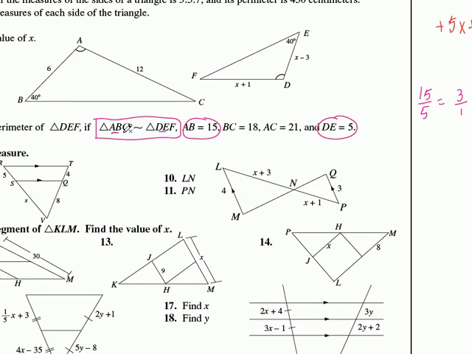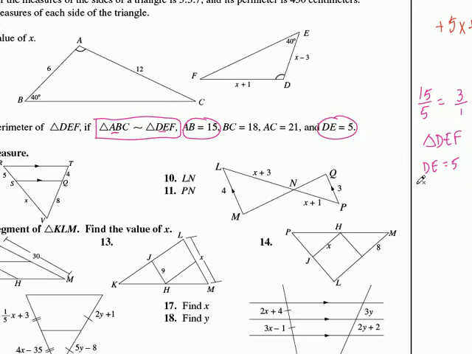All right, so that means every side on triangle ABC is what? 3 times as big as every side on triangle DEF. You with me on that? All right, so I know one of my sides is 5. So on triangle DEF, I know one of my sides is 5. So DE is 5. All right.